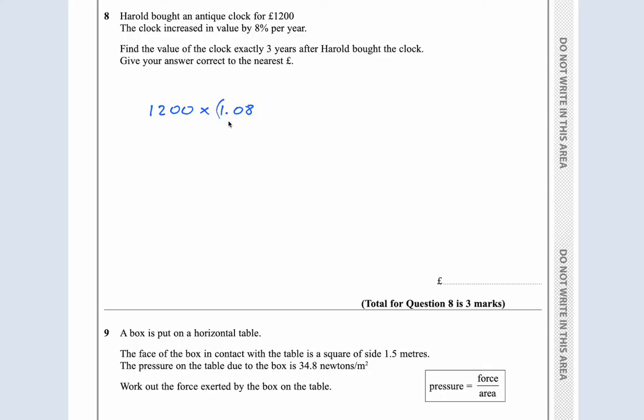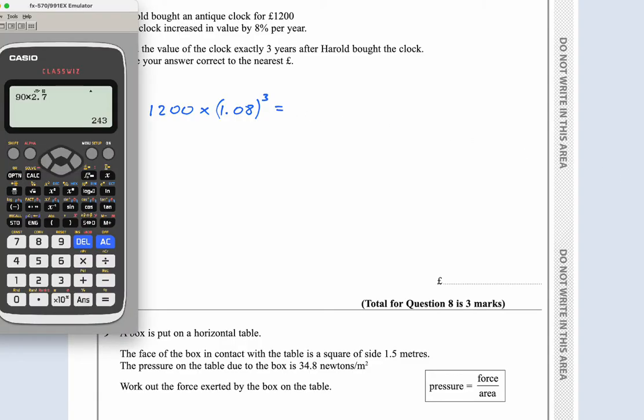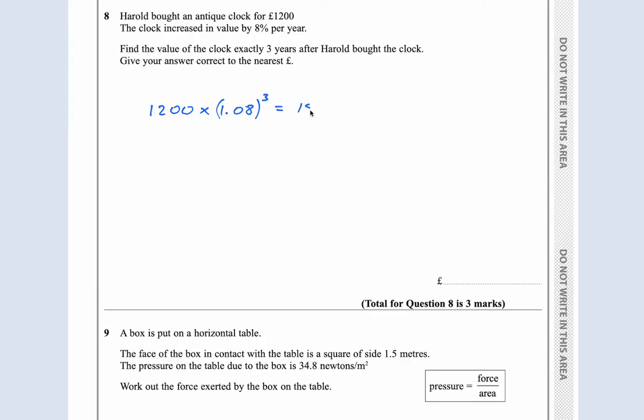But we're doing it for 3 years, so I do to the power of 3 because I'm going to multiply by 1.08 3 times. And that gives me 1,200 times 1.08 to the power of 3, which is 1511.65. But for the final mark, guys, he says give your answer to the nearest pound. That means I have to go to the last pound, round it up, because that's a 6, and I get 1512.